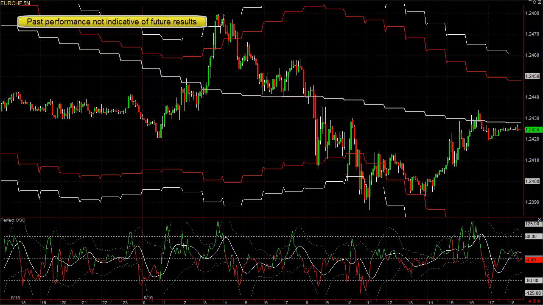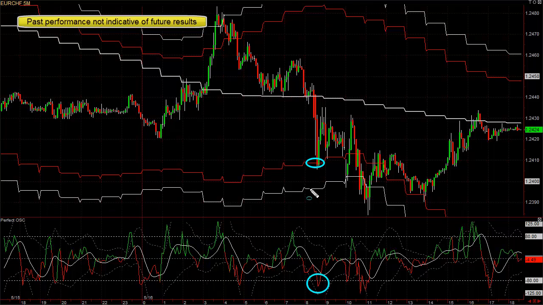As you can see, we're looking to buy this because the euro is strong and the Swiss is likely to bounce. The reason this is going down is because the Swiss was stronger than the euro. Even though the euro was strong, the Swiss was stronger, and that's what was causing this to go down. Notice at this level, the perfect oscillators here.